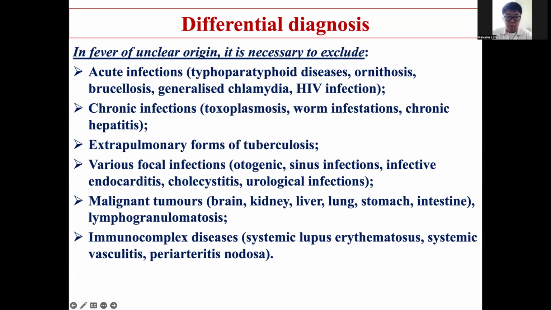In the differential diagnosis of fever of unclear origin, it is necessary to exclude acute infections like typhoid disease, erythematosus, brucellosis, generalized chlamydia, and HIV infection; chronic infections like toxoplasmosis, chronic hepatitis, extrapulmonary forms of tuberculosis, various focal infections; malignant tumors; and autoimmune diseases like systemic lupus erythematosus, systemic vasculitis, and periarteritis nodosa.